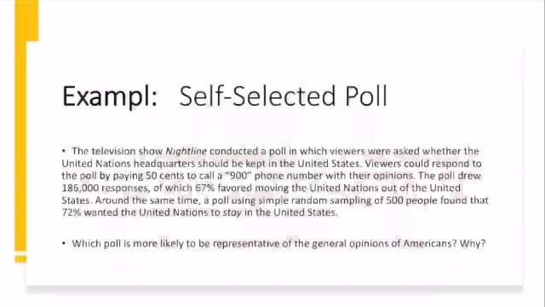Which poll is more representative of the general opinions of Americans? So even though our simple random sample poll had a much smaller sample size, this was randomly generated, okay? The one for the TV show got way more respondents, but they had to not only self-volunteer and take the time to call, they had to pay. So you're only going to pay the 50 cents if you have really, really strong opinions. So our most representative poll would have been the smaller poll that used simple random sampling.